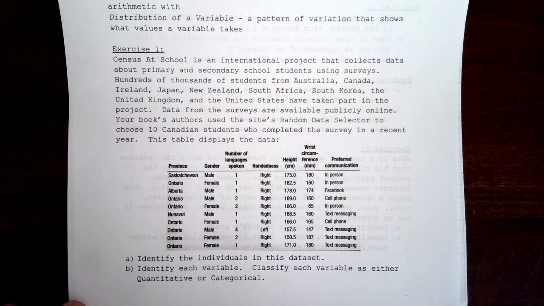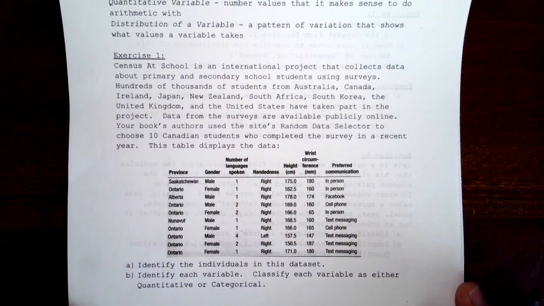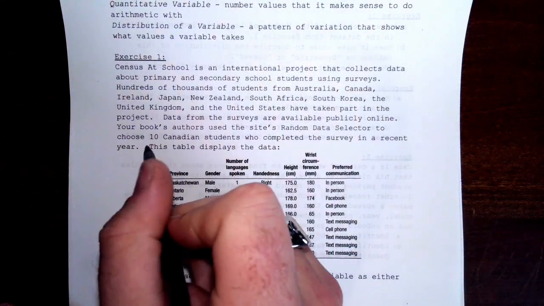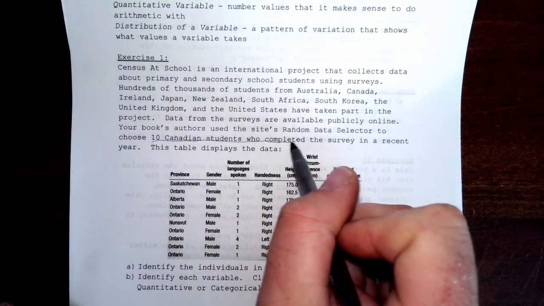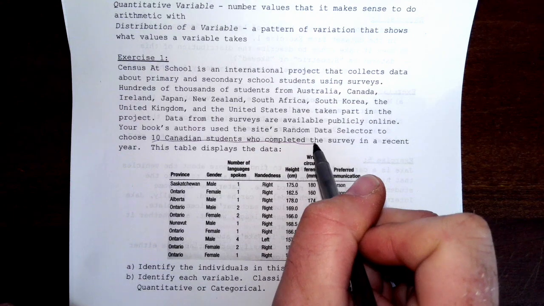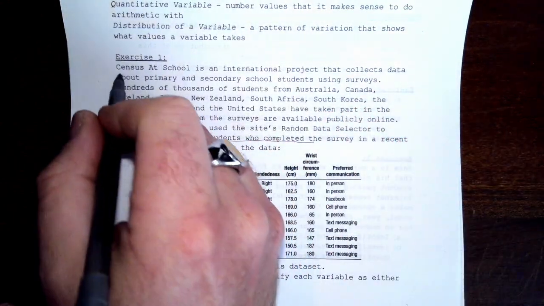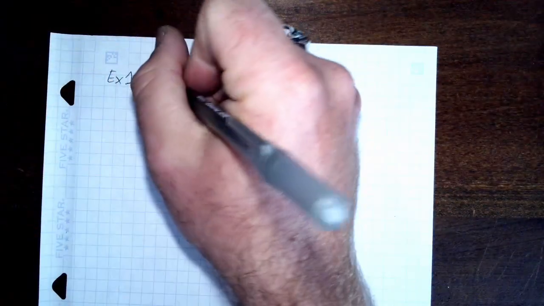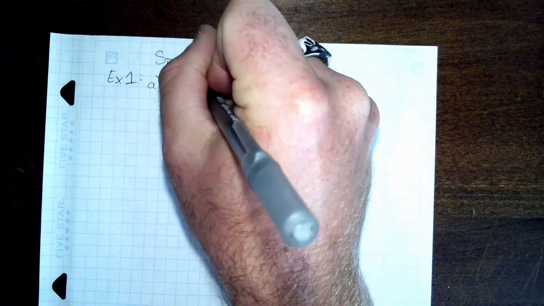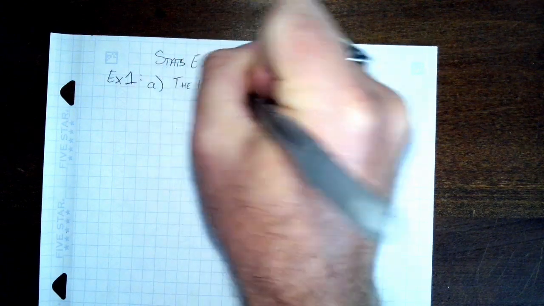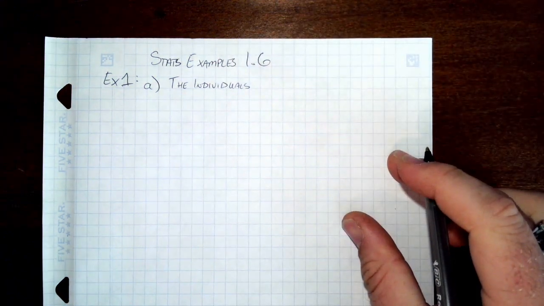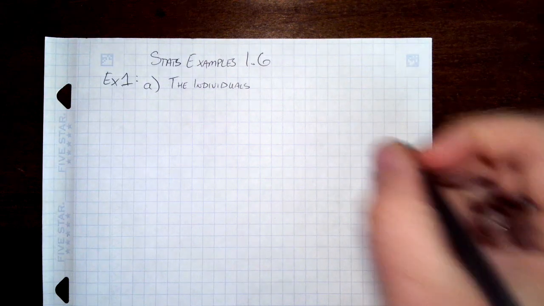What did we gather data on, though? Or who did we gather data on? What is our noun that we have data about? We have 10 Canadian students who completed the survey, the Census at School survey. So that is going to be our set of individuals. Remember, individuals are just whatever we have data about, not necessarily people, but they are this time.